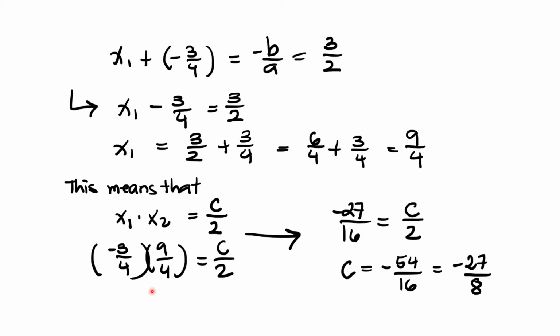But this is a number. Negative 3 times 9 is negative 27. 4 times 4 is equal to 16. So that means c over 2 is equal to negative 27 over 16. Multiplying both sides by 2 will cancel the 2, and that's negative 54 over 16. Simplify it, and that's our c, which is what we actually want to find. This is negative 27 over 8.